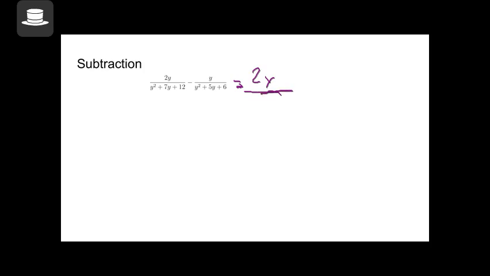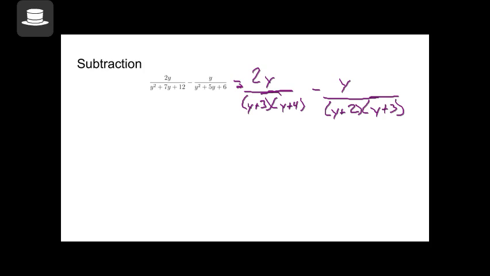So I have 2y divided by y plus 3 and y plus 4, minus y divided by y plus 2 and y plus 3. Okay, so now I notice that these both do have a y plus 3 in common, but I still want to make them look the same.